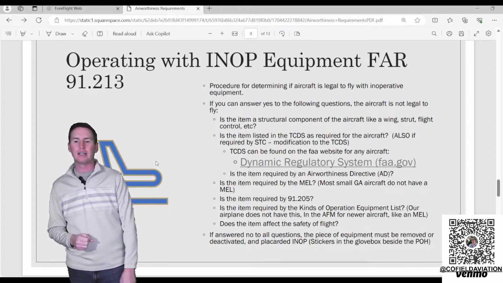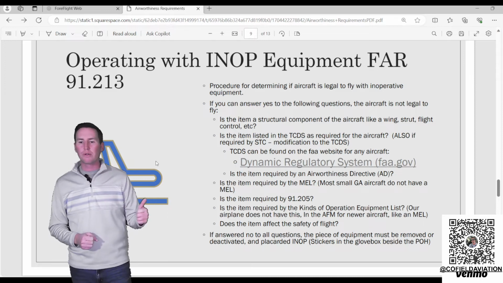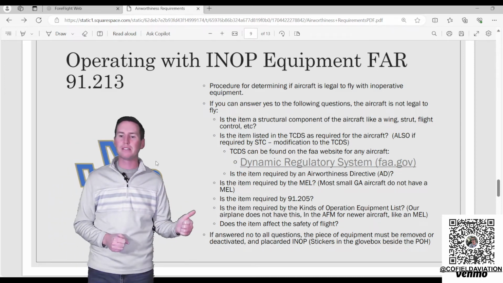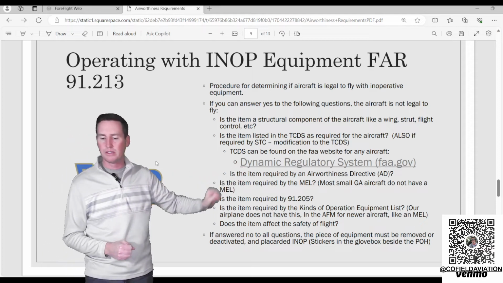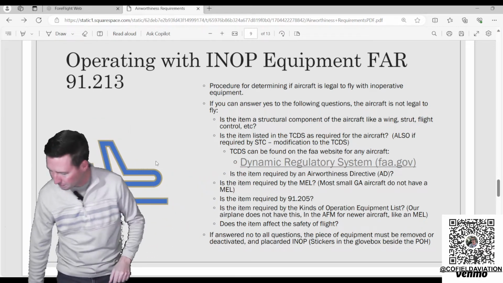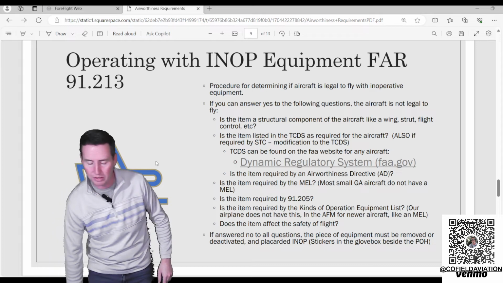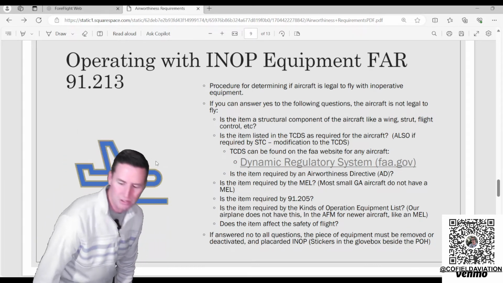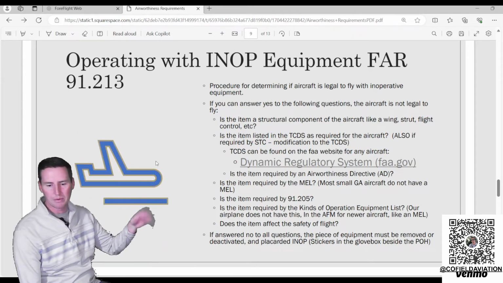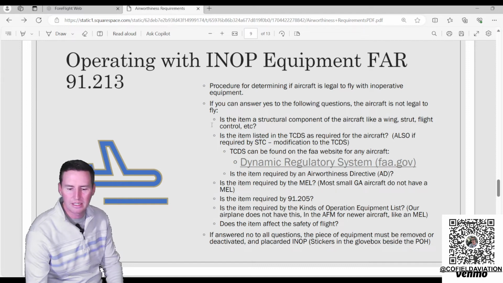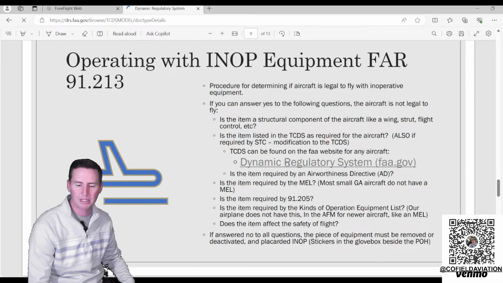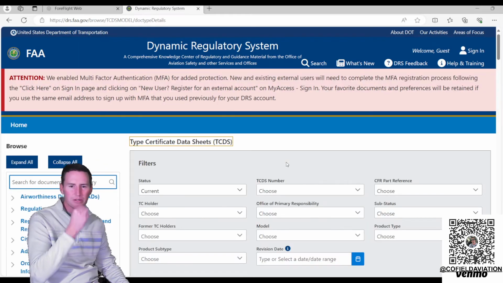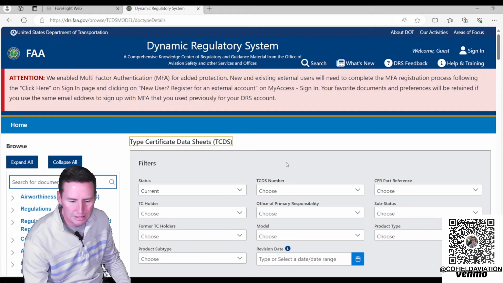Okay, now let's go through basically the type certificate data sheet right here. So this is important. So the first kind of step is, is it a structural component, aircraft wing, whatever, right? Is it listed in the type certificate data sheet? So we're going to click here on the dynamic regulatory system, bring it to you. I'm going to show you how to do this.